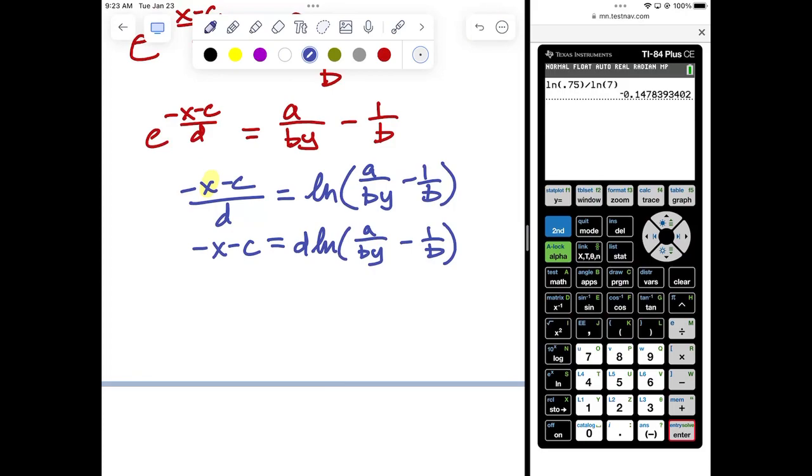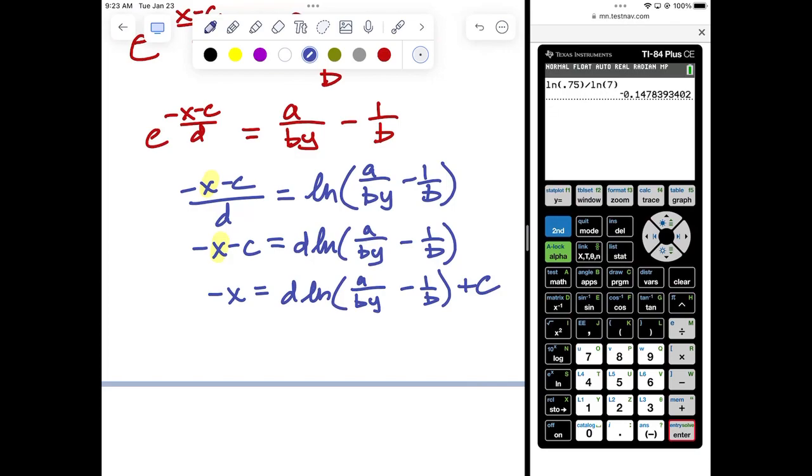If you add x, it'll become positive on the right, which is fine, but then you're going to have to do what with the d natural log of blah? We're solving for x. That's our goal. So I want it to be on the left ultimately. Let's just add c to both sides. Yeah, let's add c. So I get negative x equals d natural log of the quantity a over by minus 1 over b plus c.